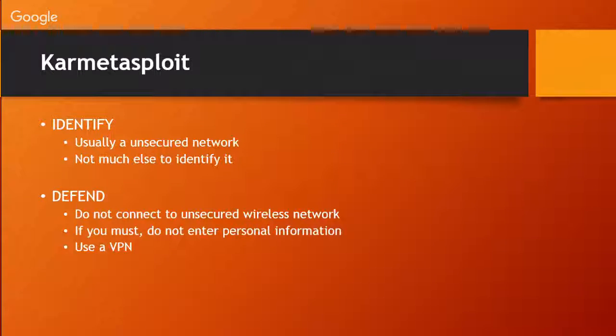Identify: usually it is an insecure network, and there is not much else to identify it. Defend: do not connect to insecure wireless networks. If you must, do not enter personal information, or you need to use a VPN.